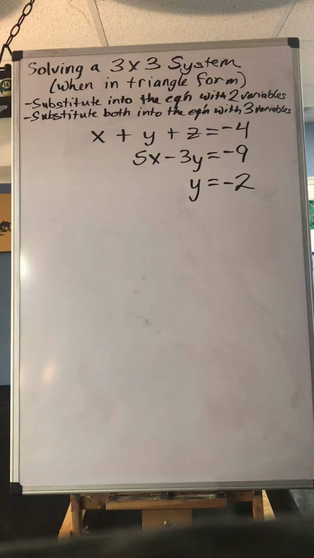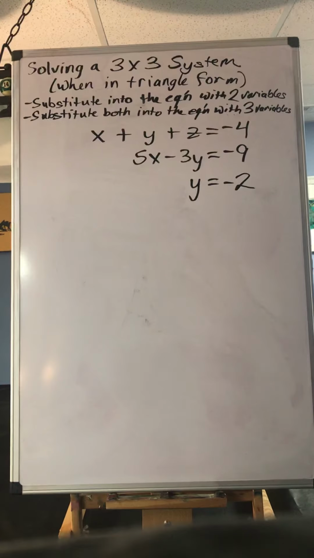Welcome back. So now we're looking at section 4.4 where you're solving a 3 by 3 system. Now the disclaimer here is that we're only going to solve 3 by 3 systems that are in what we'll refer to here as triangle form. Now when the system's not in triangle form, these can be quite complex. When the system is in triangle form, we can do this in a straightforward fashion. Substitute into the equation with 2 variables, substitute both into the equation with 3 variables.